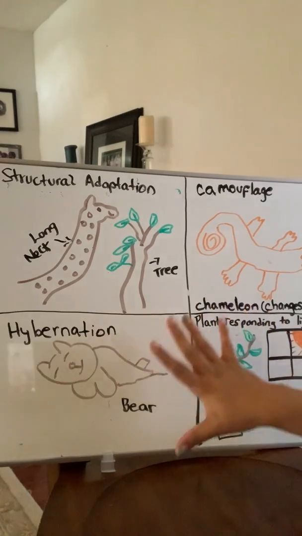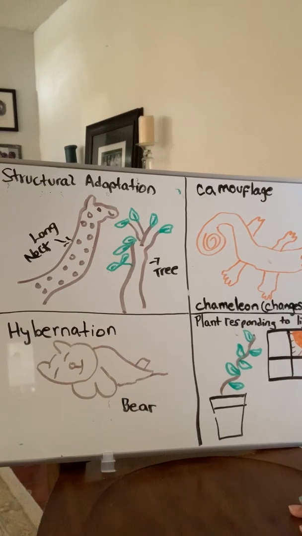Another one that I didn't have space to put on the board is mimicry. And that is the behavioral adaptation of animals to use colors and markings to look like another animal in order to keep predators away. Plants do it too, actually.